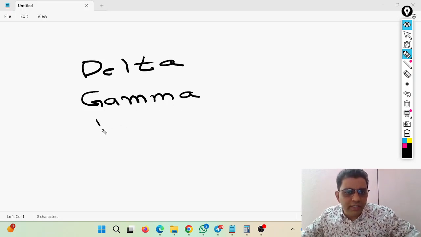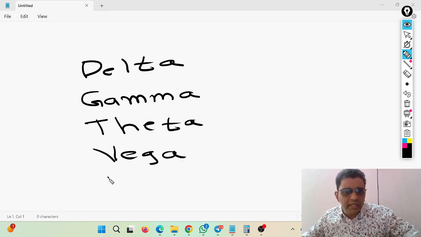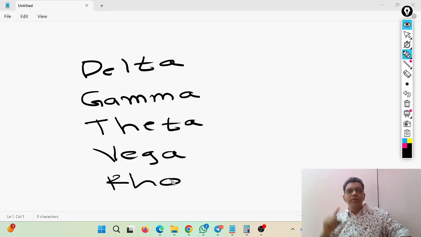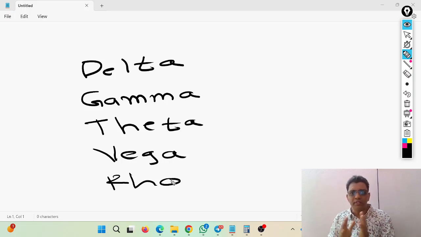Then next one is theta. Next one is Vega. And last one is Rho. So these are the 5 option Greeks available which decide the price of the option. Apart from this, there are n number of other Greeks available, but majorly these 5 Greeks decide the premium or the price of a particular option.